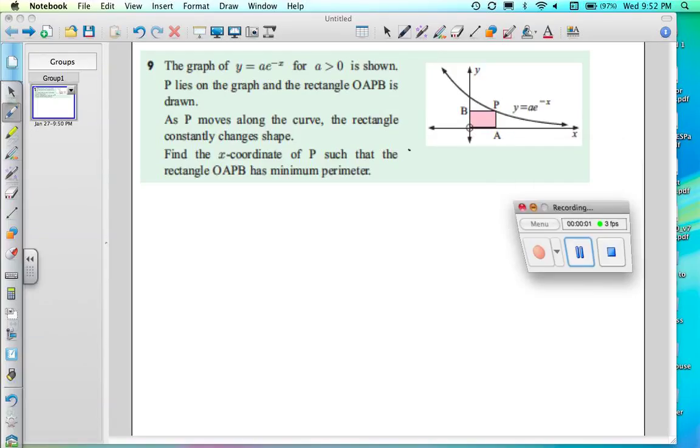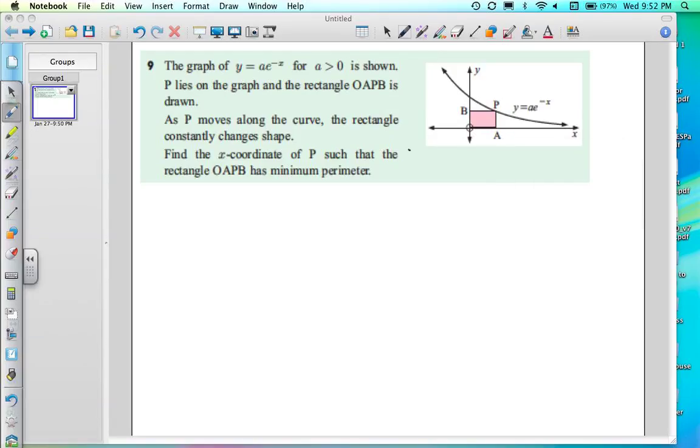Okay, so this is number 9 on Review Set B. So it talks about minimizing the perimeter. So first we have to come up with an equation that models the perimeter. Now this equation here tells us what our y value is going to be at a particular x.